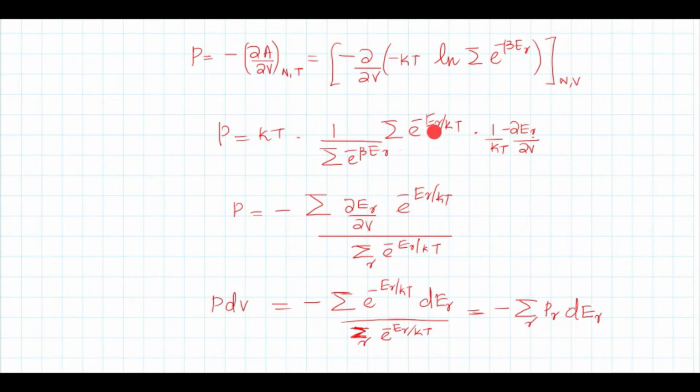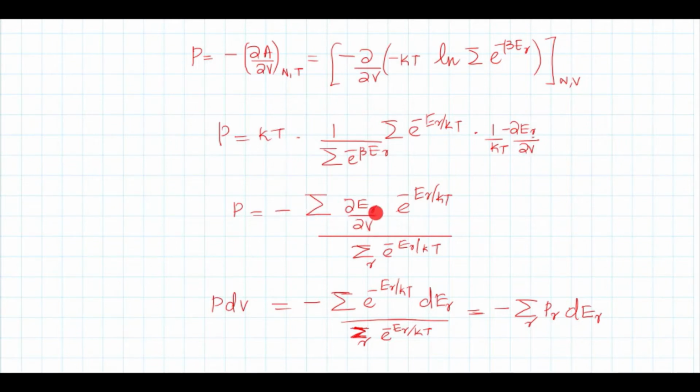But this ER will have dependence on V. So 1 by KT into minus dou ER by dou V. ER has dependence on V. KT and KT will cancel. So this will give you minus sigma dou ER by dou V.